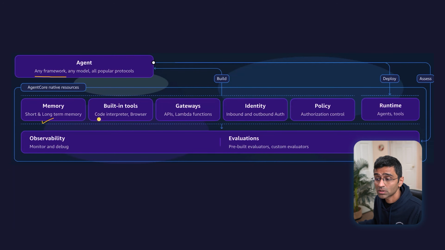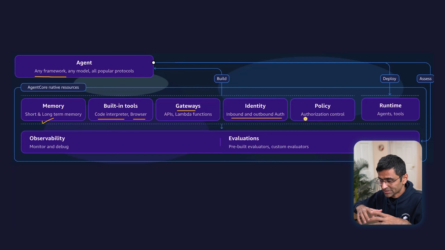You can also use the code interpreter and browser, which are the built-in tools. You may want to call an external REST API or MCP server, and for that, you can use gateways. For inbound and outbound authorization, you will use identity. And you don't want to run your agents without setting up the proper boundaries. For example, if a customer is issuing a refund beyond a certain threshold, then you want to stop there. And to do that, you will use policies.